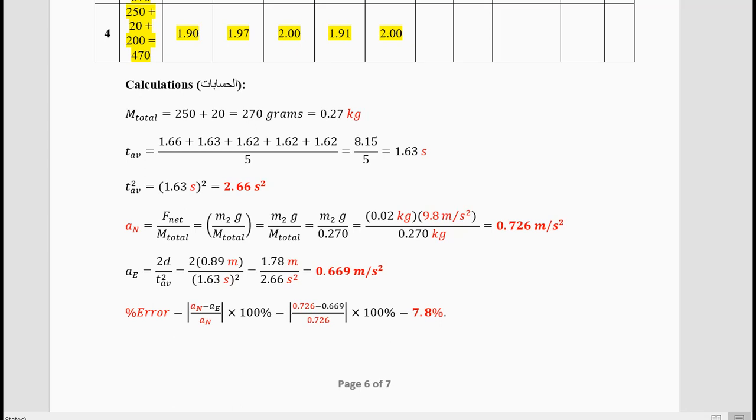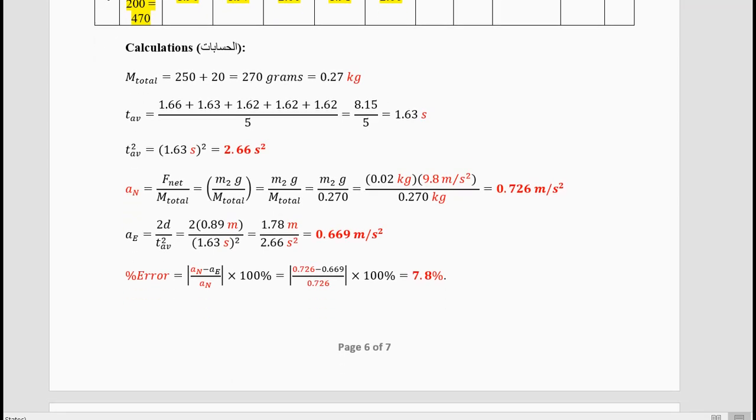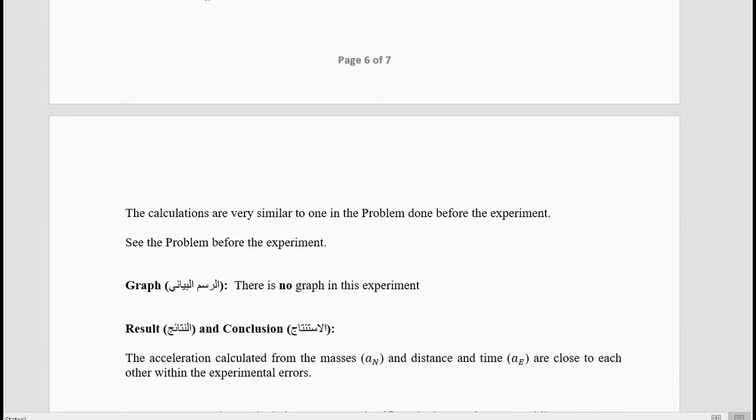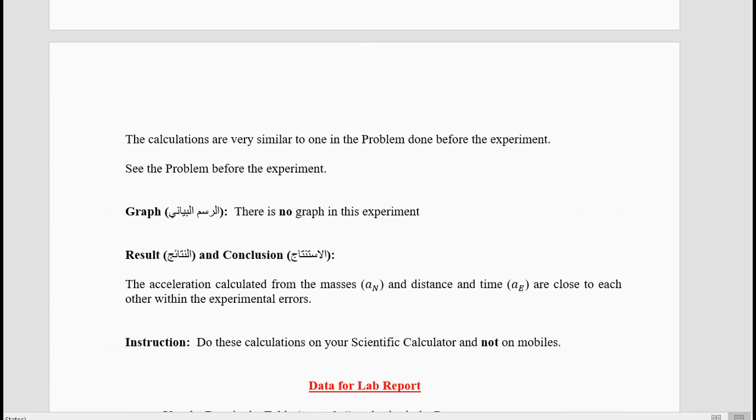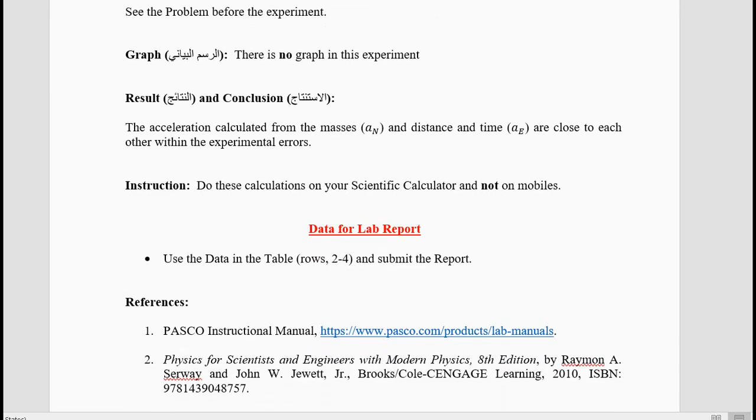So percentage error is AN minus AE divided by AN into 100. Take the absolute value, because sometimes this difference can be negative. You will get 7.8%. Do not write many numbers after the point in the last part. Now what you have to do is, there is no graph in this experiment. The acceleration calculated from the masses AN and the distance and time AE are close to each other within experimental errors.